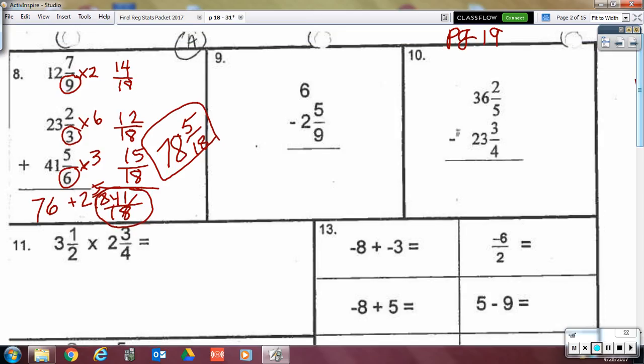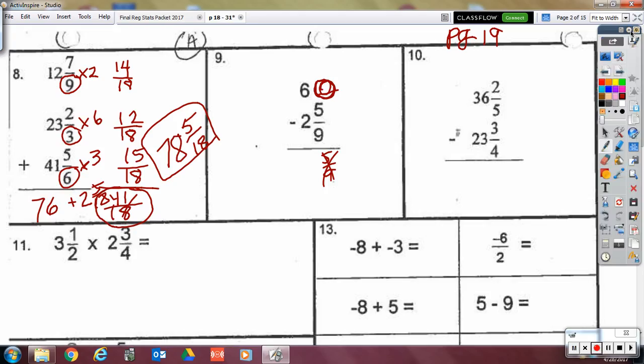Now, number 9 is an adding and subtracting problem, but what is the issue? Any? You have to make it 5 and 9. Good. There's like no fraction right here. You do not just bring down 5/9. That's the big boo-boo. Okay.